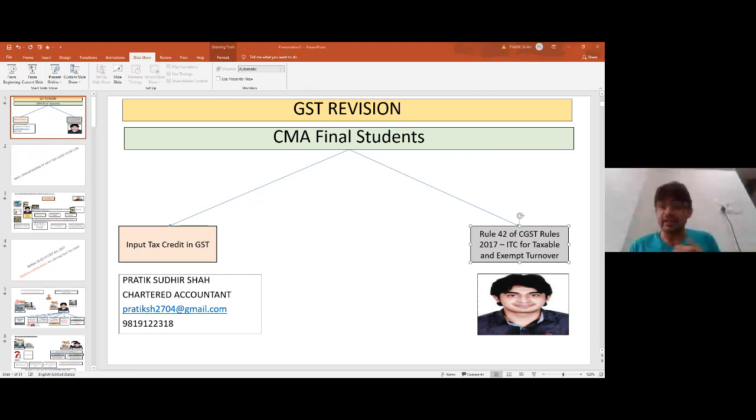Okay, so unless and until the recipient receives the goods, the recipient cannot take ITC. Clear? Fourth condition is very, very important. The recipient must have furnished a return under section 39. Means if I want to take ITC, then I have to furnish one GST return. The name is GSTR-3B. This return I am required to furnish. Then only I can take the ITC. So there is one return which the recipient is required to file.